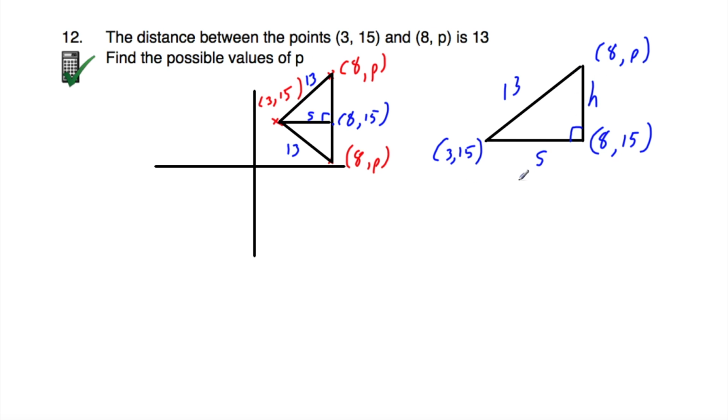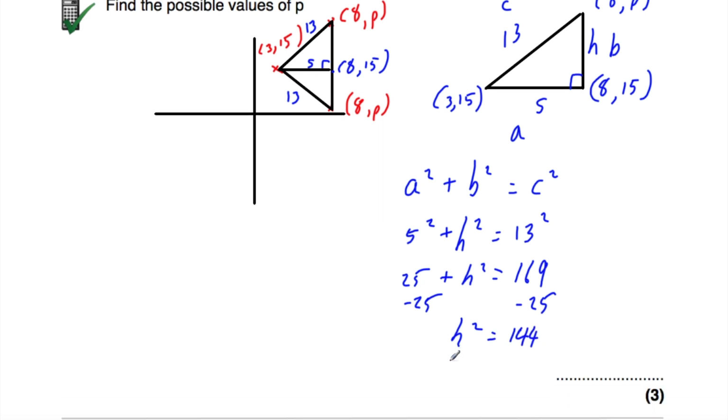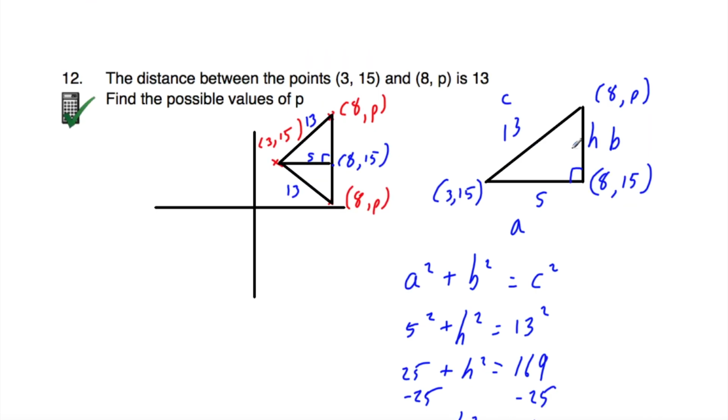Okay, so let's use Pythagoras' theorem to find out what h is. Let's label the sides, a being a shorter side, b being another shorter side, and c being the hypotenuse. So a squared plus b squared equals c squared. a squared is 5 squared, plus b squared, that's h squared, equals c squared, so that's 13 squared. 5 squared is 25, plus h squared is equal to 13 squared, which is 169. If we take away 25 from both sides, we get h squared is equal to 144. If we square root this, we get h is equal to the square root of 144, which is 12. So the height of this triangle is 12.